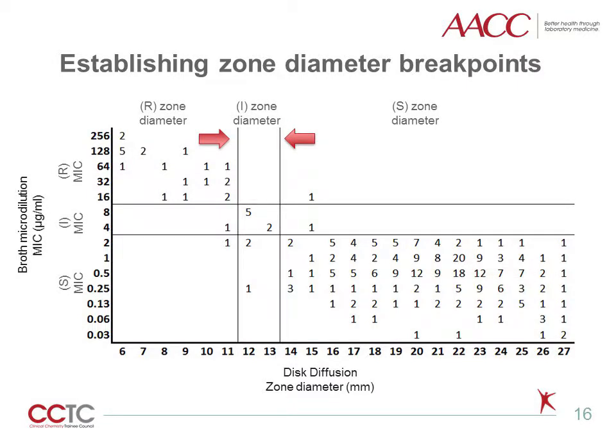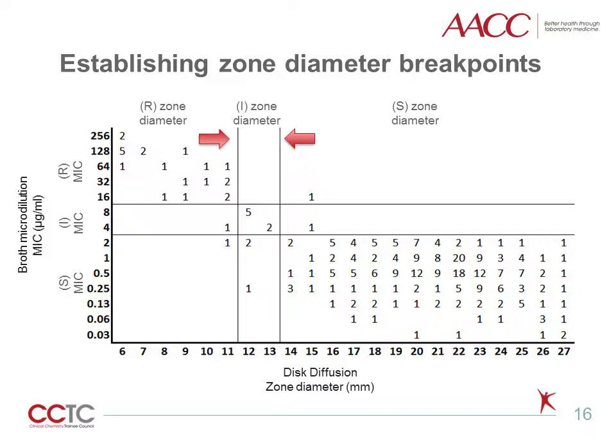Establishing zone diameter breakpoints for disc diffusion usually requires knowledge of the MIC breakpoints established for broth microdilution. An isolate is tested with both the broth microdilution and disc diffusion methods, and the resulting MIC and zone diameter are plotted in a scattergram, as shown on the slide for hypothetical drug X. The zone diameter breakpoints are set to ensure maximum agreement with MIC breakpoints and minimize discrepancies or errors.